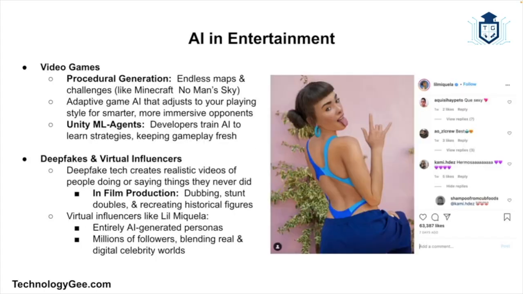Then there's video games. AI has been a part of gaming for years, but now it's leveling up. Procedural generation uses AI to create endless maps or challenges. So think of Minecraft or No Man's Sky. Game AI can adapt to your playing style, making opponents smarter and gameplay more immersive. And tools like Unity ML-Agents let developers train AI to learn game strategies over time.